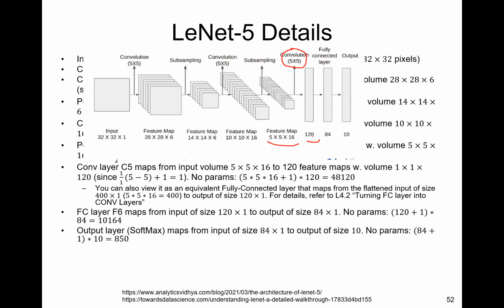But if you look at the literature, many people write this guy as a fully connected layer instead of a convolution layer. So you can view it as an FC layer that maps from the flattened input of size 400 by 1 to output of size 120 by 1. So I have another lecture, there's a slide on turning the FC layers into conv layers.